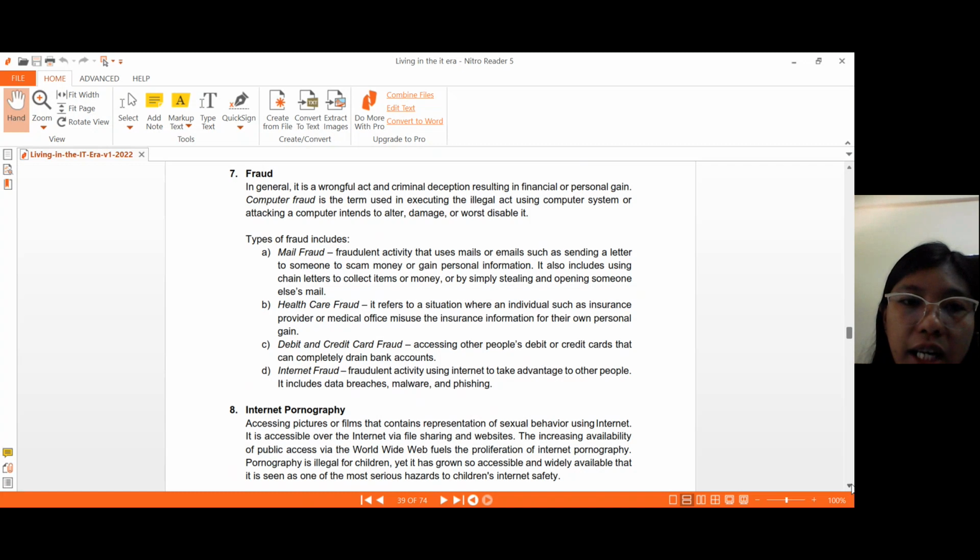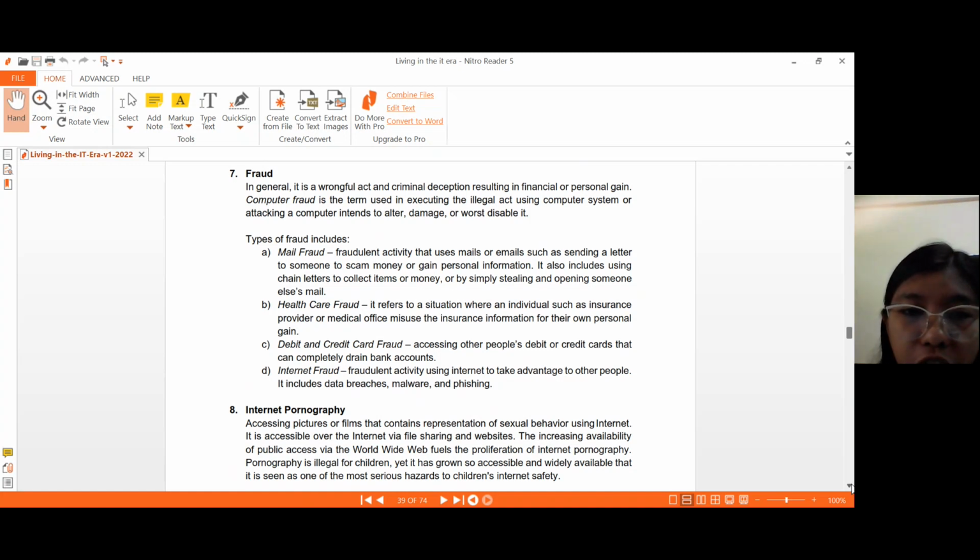Pero usually, yung mga chain letters na yan, chain messages na yan, chain emails na yan, congratulations, you won 500,000. For you to claim the prize, you have to send 50 pesos to this GCash and call attorney, blah, blah, blah, ganyan. Mail fraud.